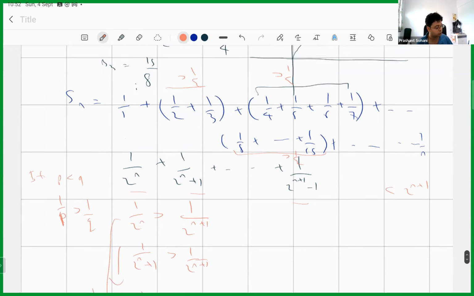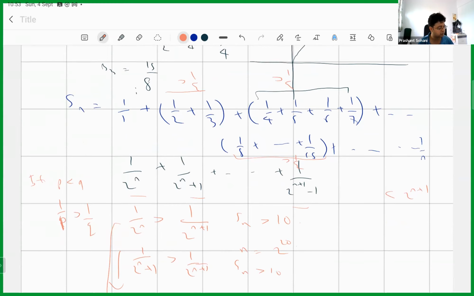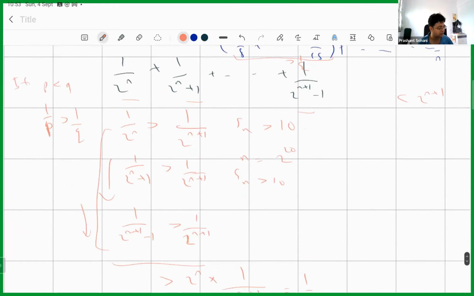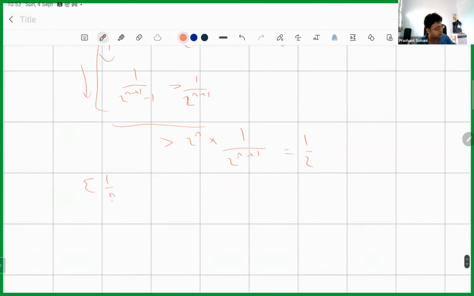So if I want Sn to cross, let's say 10, I just need 20 such halves. So if I consider n to be 2 raised to 20, then Sn will be guaranteed to be greater than 10 or something like that. Okay, so half plus half plus half is guaranteed to exceed any limit that you can set. So therefore, Sn can be made arbitrarily large. In other words, what we say is Sn is divergent, or more compactly, sigma 1 by n is divergent.